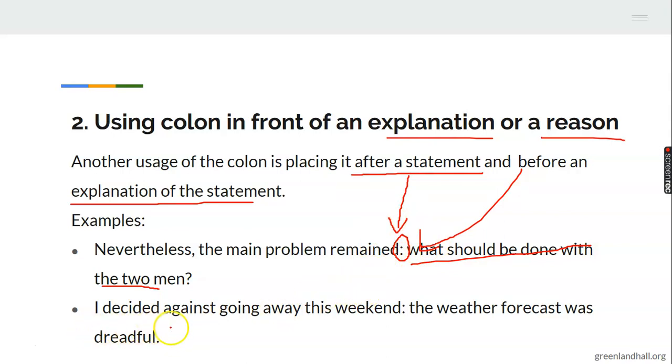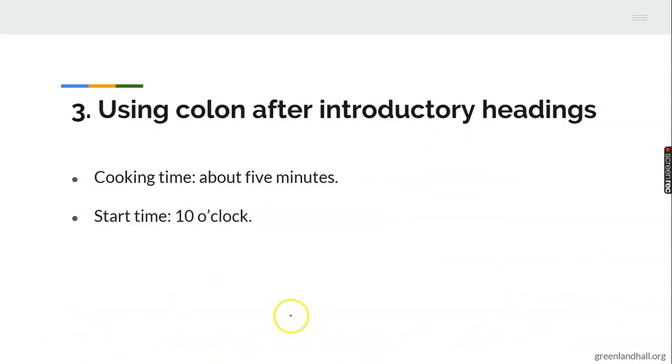I decided against going away this weekend: the weather forecast was dreadful. Okay, that's the statement, and we have our colon coming before the explanation. The weather forecast was dreadful. That's the reason now, not explanation in this case, a reason. Alright? The third one, using colon after introductory headings.